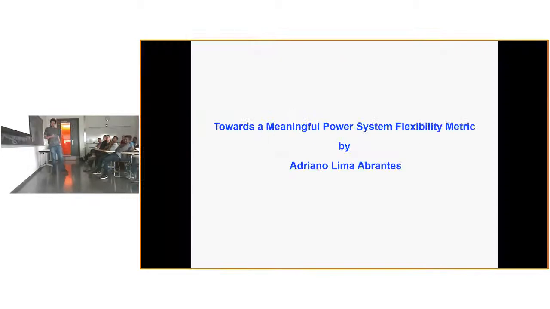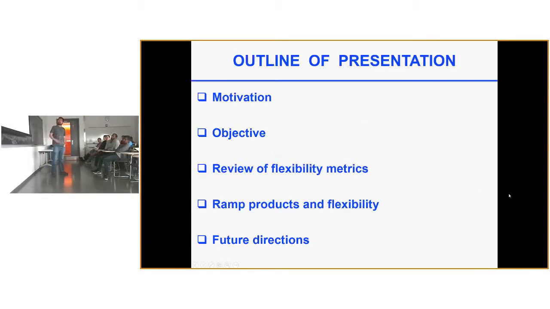Thanks. Hi, everyone. So today I'm going to talk about flexibility metrics and flexibility in power systems. This is my outline. I'll talk about why flexibility matters, what we are trying to achieve about flexibility, and give a quick review of a couple of flexibility metrics that have been proposed and got some attention. Then talk about RAM products which were implemented in MISO and California and how they relate to flexibility, how they can help to provide flexibility, and the future directions of our work.